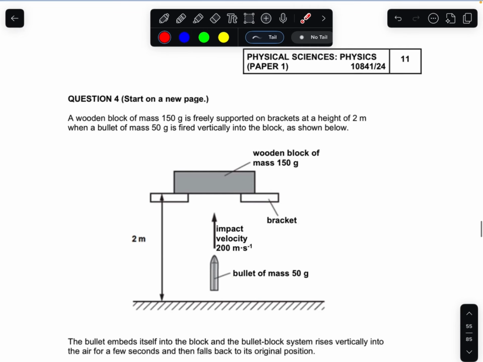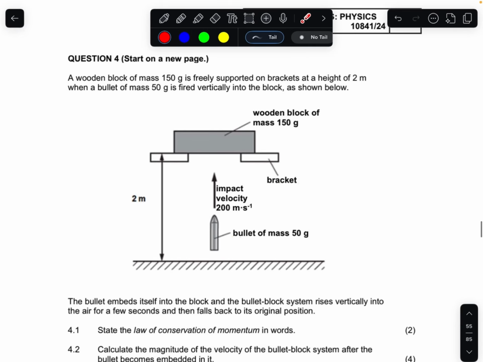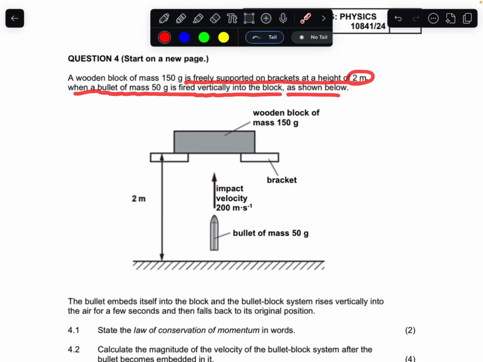Let's go to question 4. Question 4, it's an impulse momentum question. A wooden block with a mass of 150 grams is freely supported using the brackets at a height of 2 meters. When a bullet of 50 kg is fired vertically into the block as shown below.